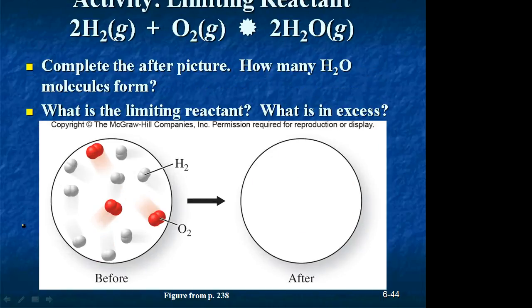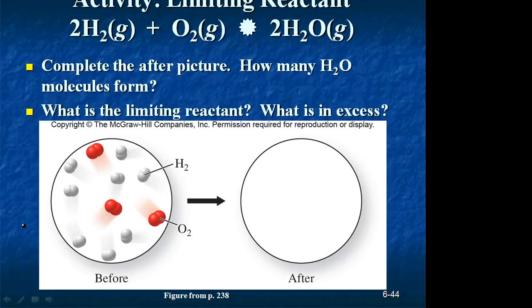Now let's say we have a different picture. Again, formation of water. Count how many hydrogens you have and how many oxygens you have, and how many water molecules will be there on the right side, and if there is something left out, what it would be. How many hydrogens we have? 8. Still 8.